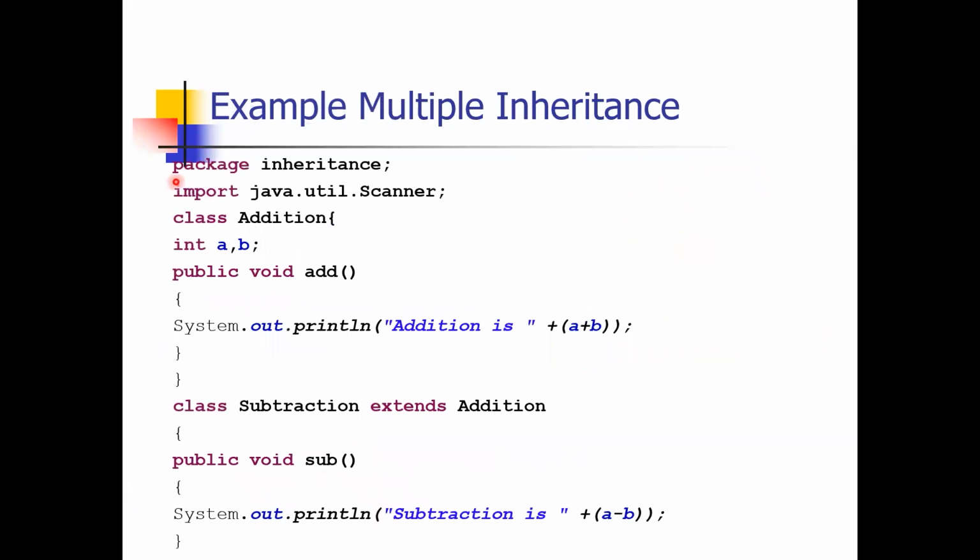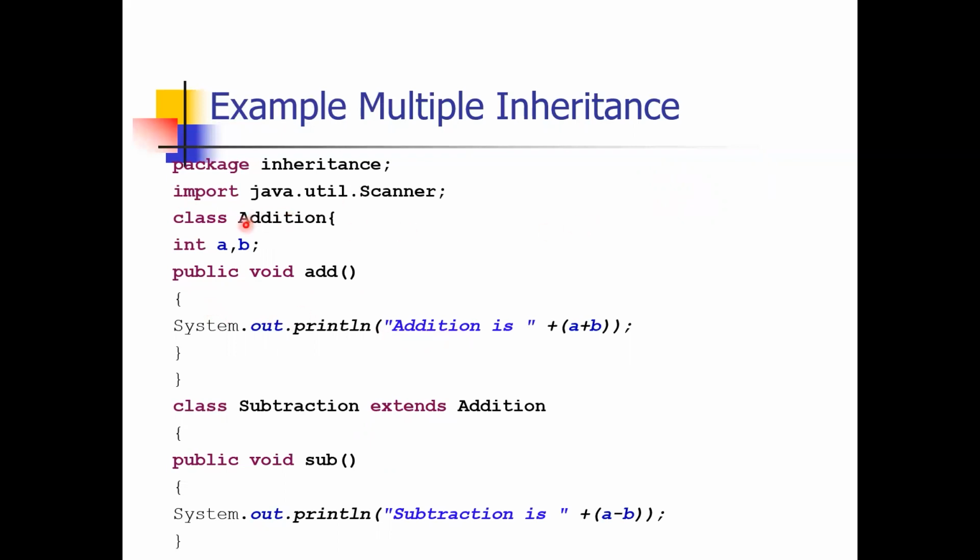Now, this is the example of multiple inheritance. Here I'm explaining, but we will run the program in Eclipse also. If you want to, you can also do it in parallel with me. Now, the package, and here the first class is addition. In addition, we have created the method add, public void add, which prints the addition of A plus B.